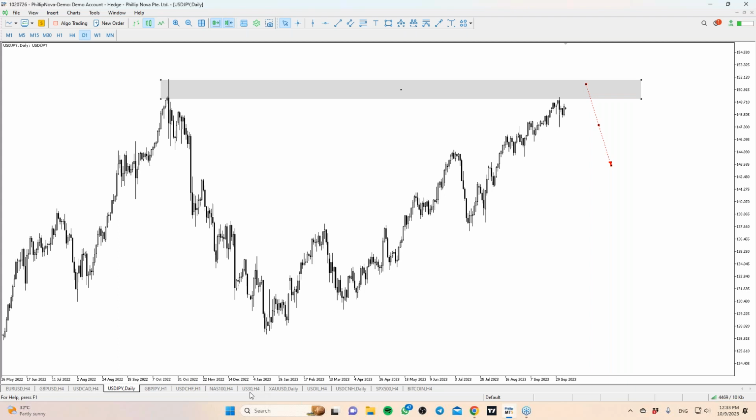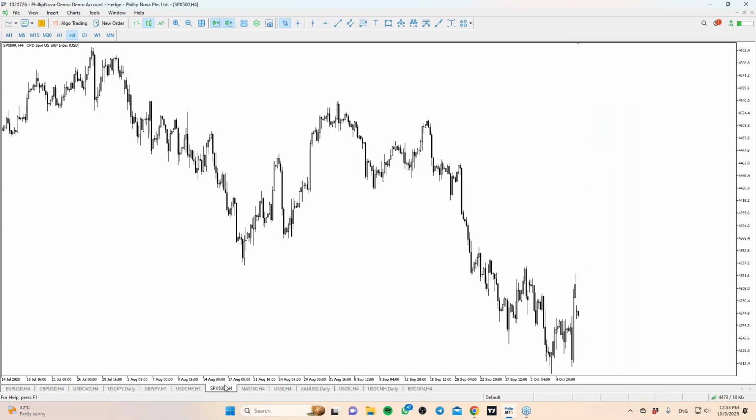All right, let's take a look at some of the equities market as well in terms of indices, right? So we have S&P, Nasdaq, and Dow Jones.